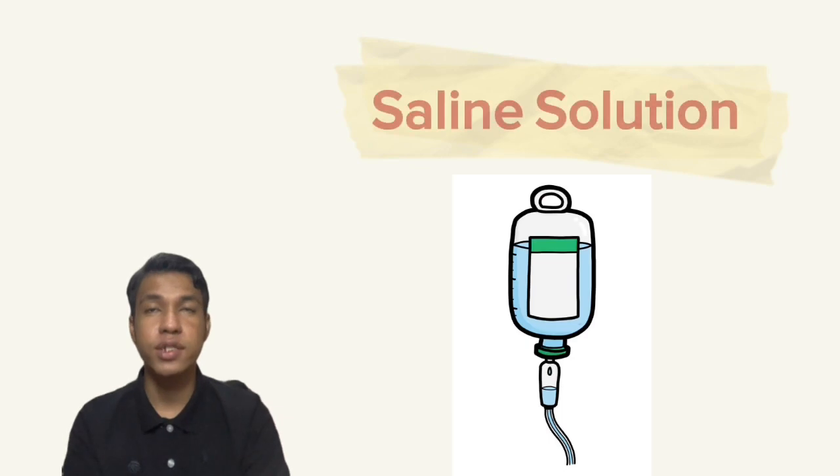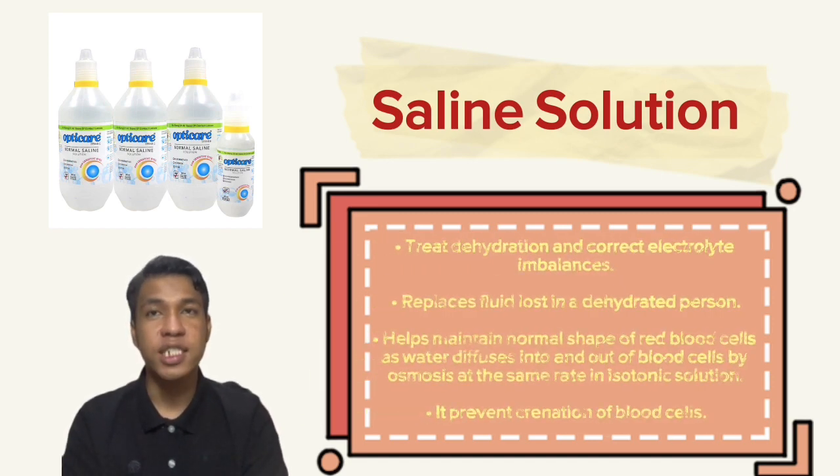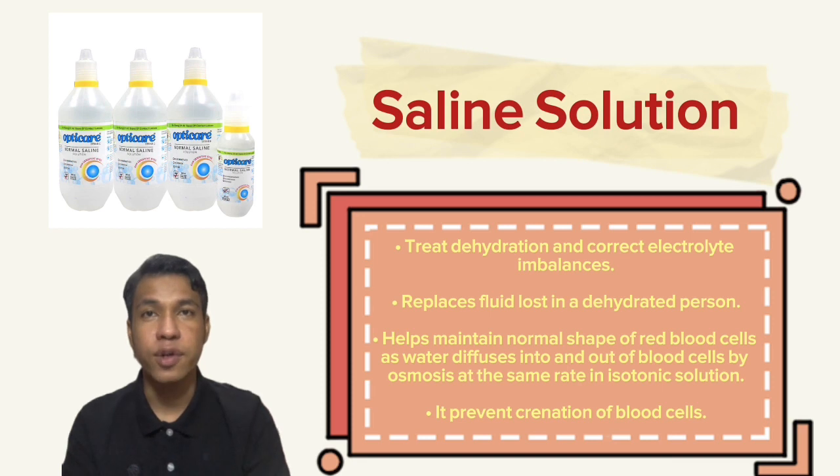Then we have saline solution. Saline solution used in medicine is a solution which is isotonic, or has the same concentration as blood plasma or other body fluid. It contains 0.85 to 0.90 gram sodium chloride per 100 ml, or 0.9% sodium chloride. The function of saline solution is to treat dehydration and correct electrolyte imbalance, replacing fluids, which are water and electrolytes, that are lost in a dehydrated person.